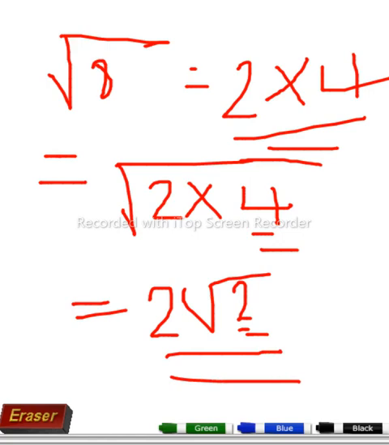Sorry for this bad sound because we have a cold. After simplification, the answer is this because 4 is a perfect square and 2 is not a perfect square. So 2 will be as it is in the square root.